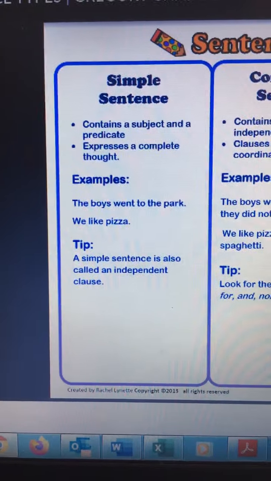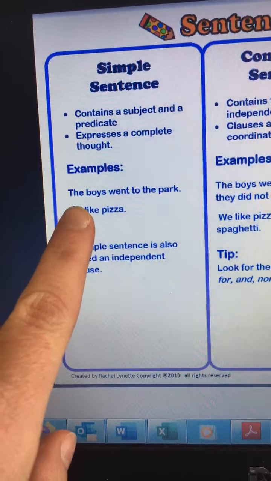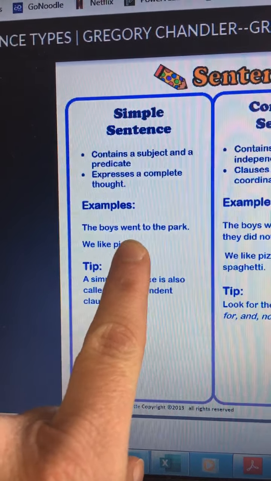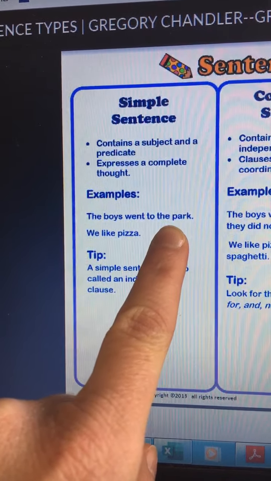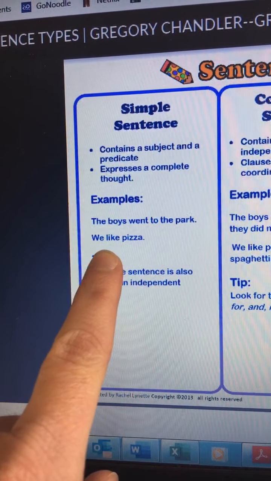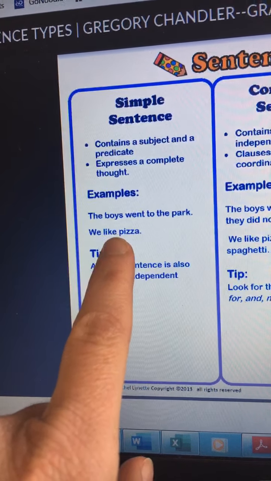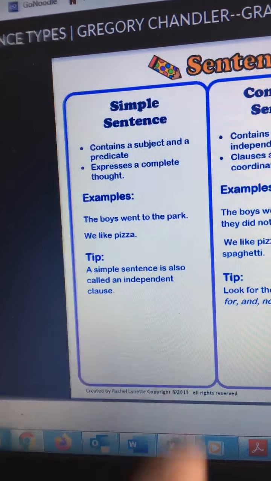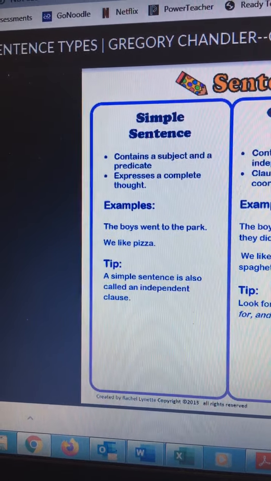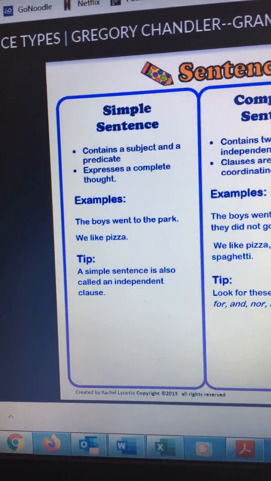So, simple sentences. The boys went to the park. We know who, the boys, and we know what they did. They went to the park. The next sentence, we like pizza. Look at that, only 3 words. We know who, and we know what we like or what we do, okay? So basically a simple sentence is one idea. We are sharing one simple idea.